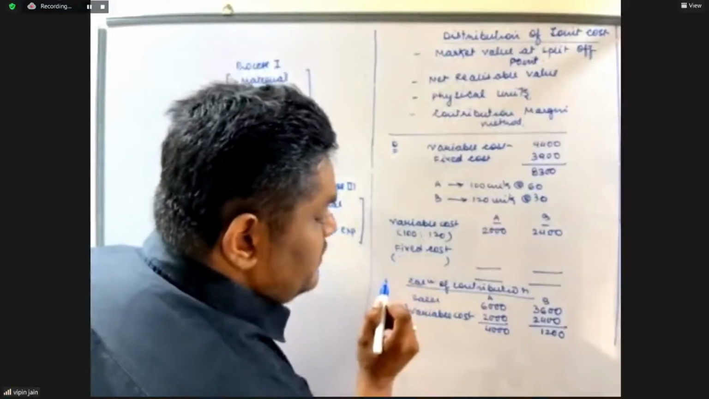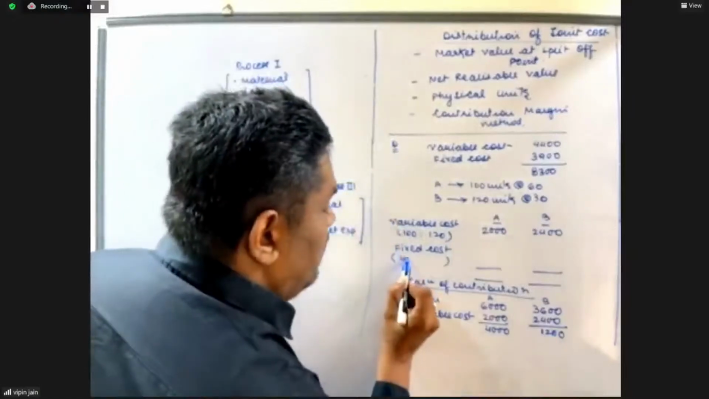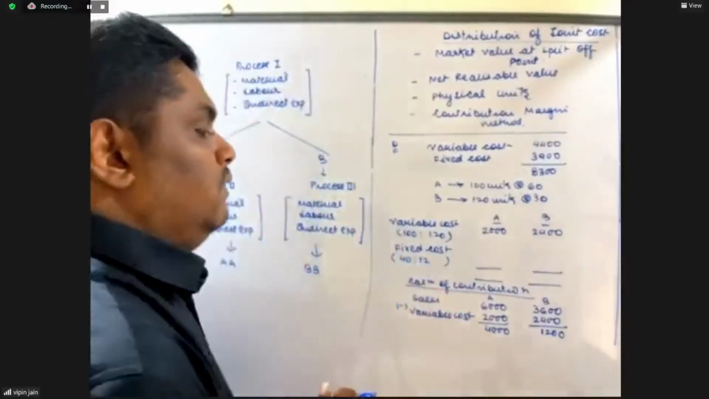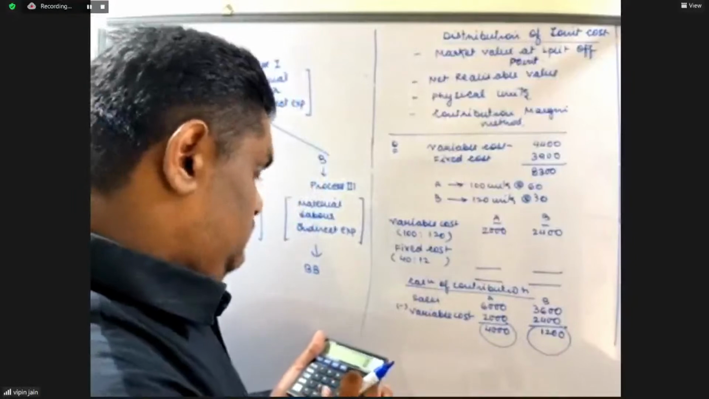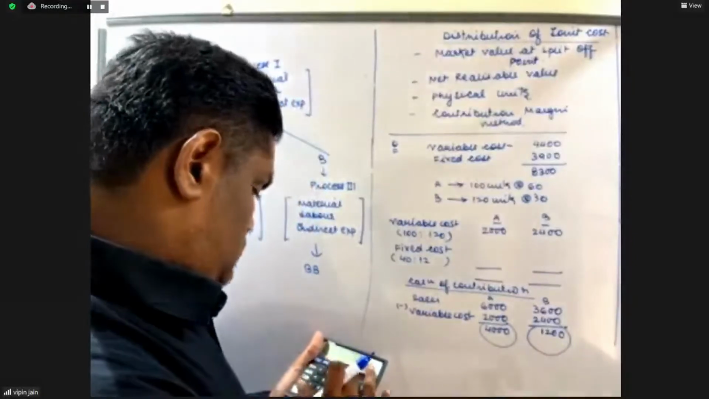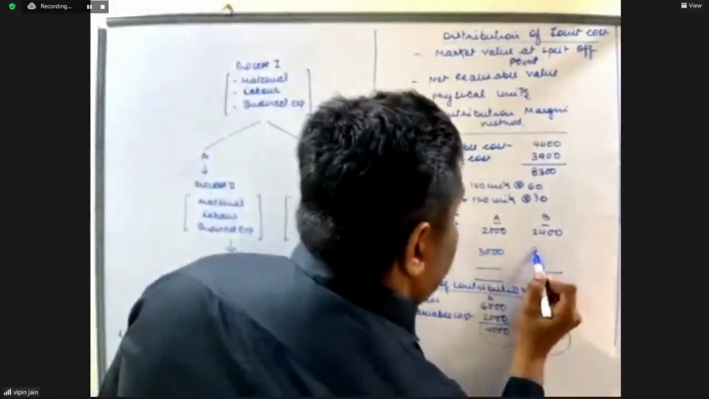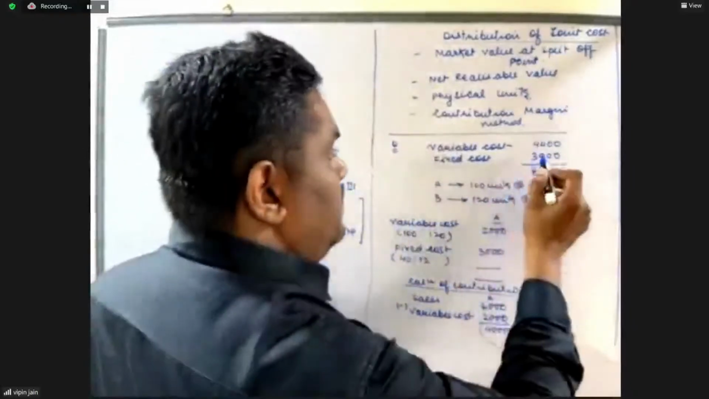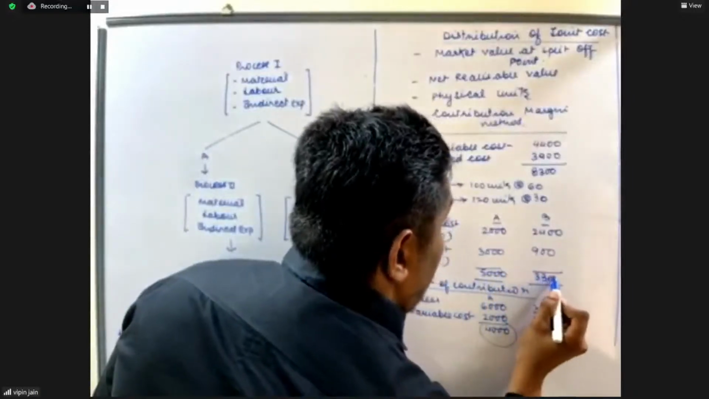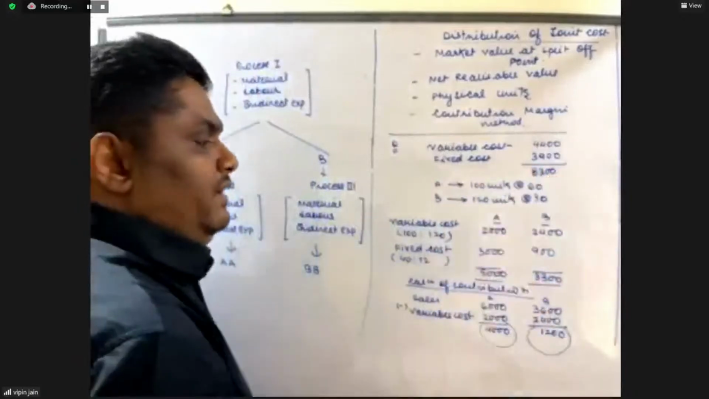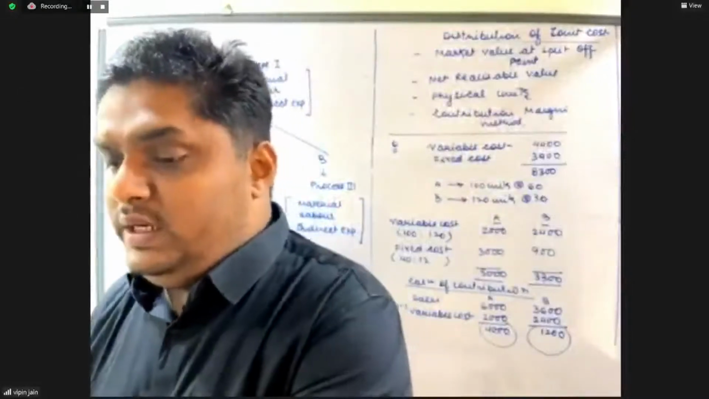So the fixed cost is to be distributed in the ratio of 40:12. So this will be 3,000 and this will be 900, so 3,900. So this is how this joint cost of 8,300 is to be distributed. If you have any doubts in this part, please post your queries.